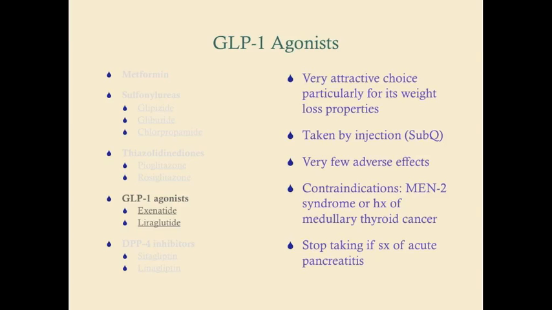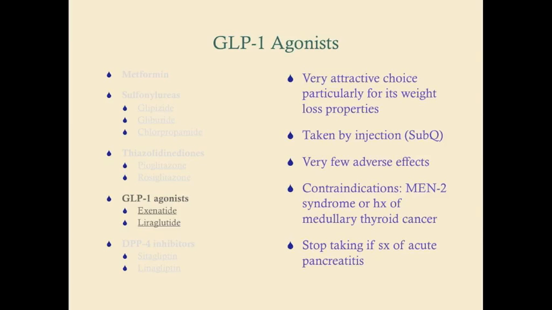There are very few adverse effects with the GLP-1 agonists. However, there are some contraindications. Patients with multiple endocrine neoplasia type 2 disease, which is a genetic disease, it's contraindicated in those patients because they're at risk of medullary thyroid cancer. And in any patient with a history of medullary thyroid cancer, GLP-1 agonists are contraindicated. They are associated with an increased risk of medullary thyroid cancer in patients who already have a genetic predisposition to developing that condition.